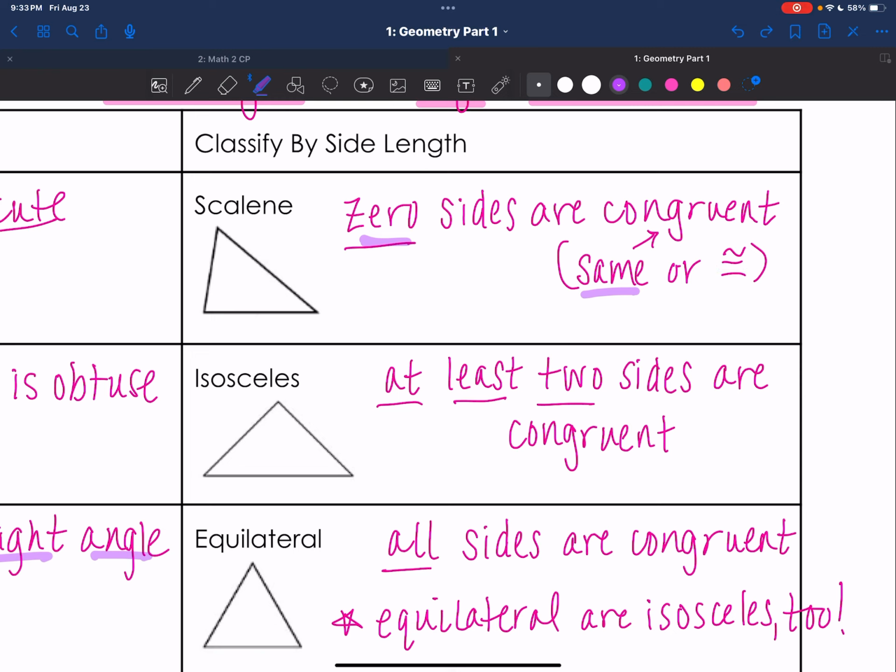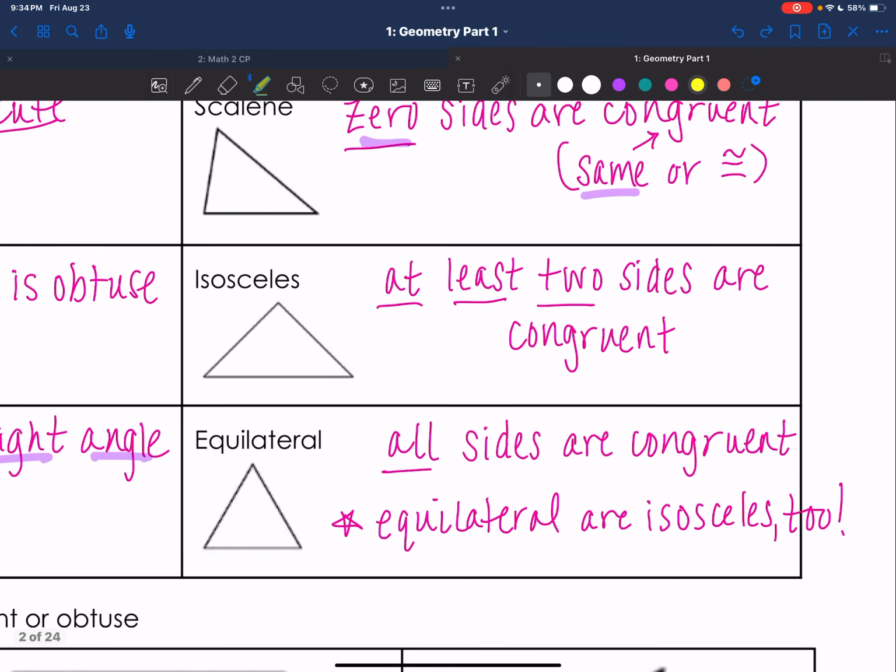In this case, this side is not equal to that side, which is not equal to that side. So they're all different lengths. If all the lengths are different, it is considered a scalene triangle. All right, next up we have an isosceles. On an isosceles, you have at least 2 sides that are congruent. And remember, congruent means same.